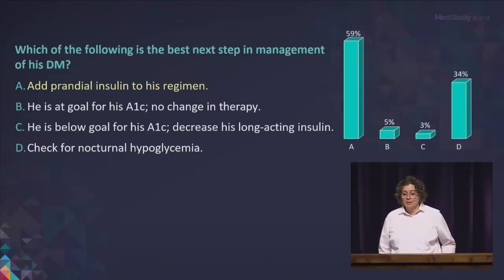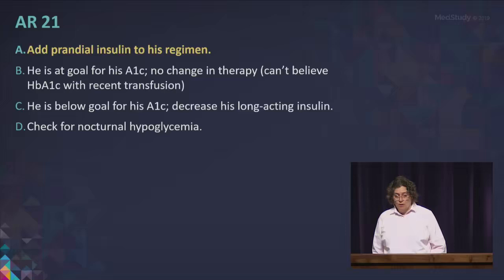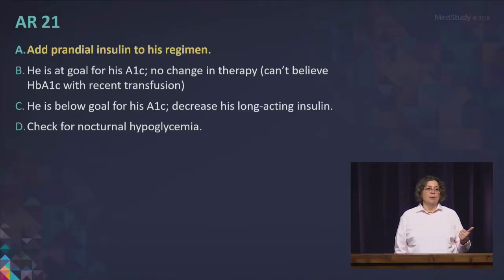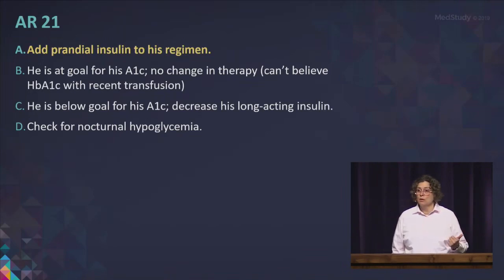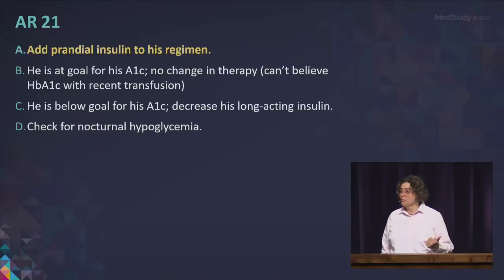The correct answer is A. We want to add prandial insulin to his regimen. So A1C, don't care about. A1C measures the amount of sugar stuck to red blood cells. So in the context of recent transfusion, you can't get any more information from an A1C.